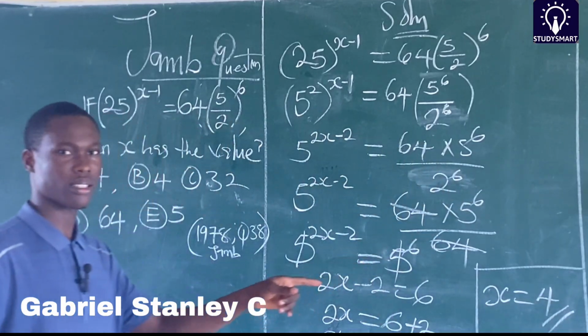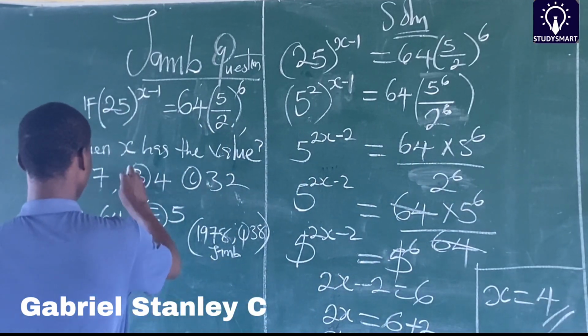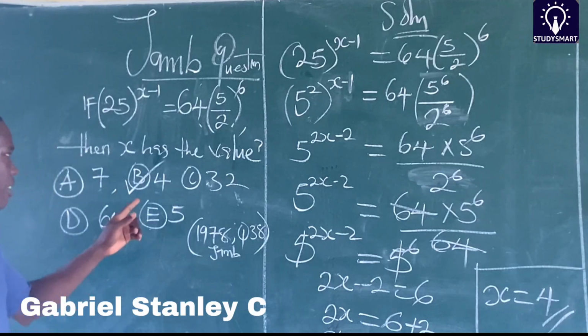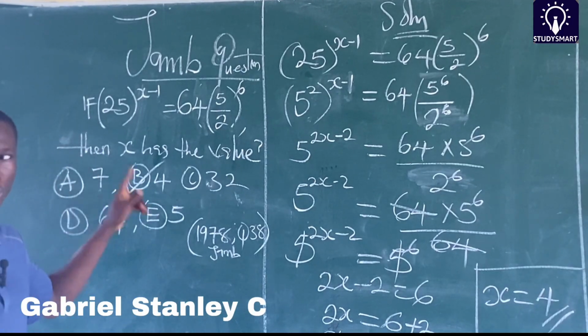So the value of x is 4, which is option B. So the correct answer for this question is 4, which is option B.